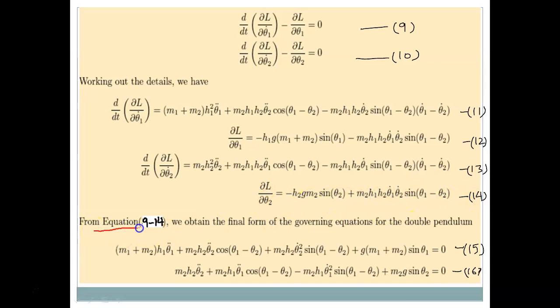Using these equations from 9 to 14, we obtain the final governing equations for the double pendulum. In fact, we get two equations from equation 9. After substituting these values, we get this equation. And from equation 10, by substituting the values from here, we get this equation. So these are the equations of motion for a double pendulum.